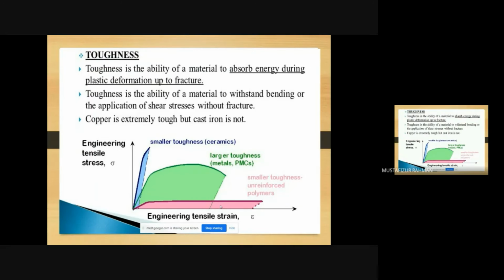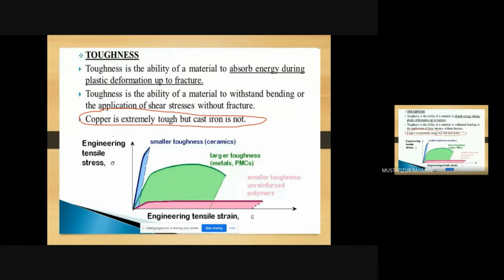What is toughness? It is the ability of the material to absorb energy up to fracture. Okay, so that is toughness. And what it means, copper is extremely tough, but cast iron is not. That means copper takes a lot of energy before it fails, but cast iron cannot.